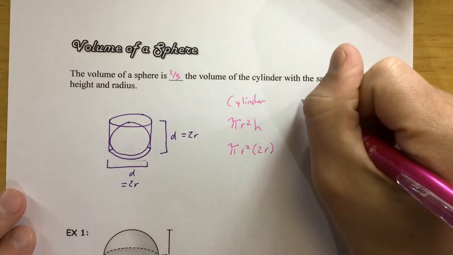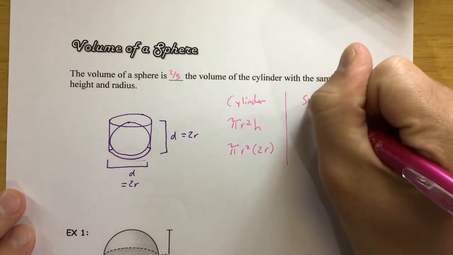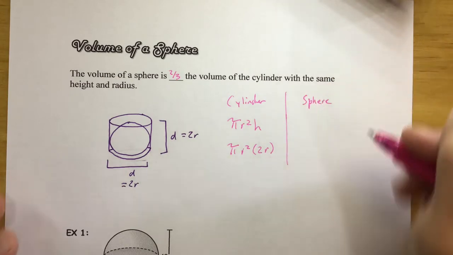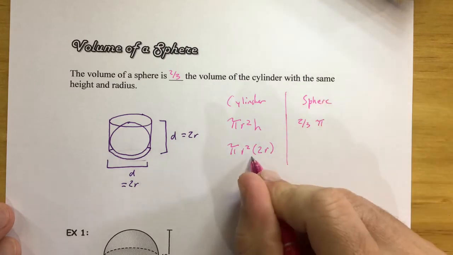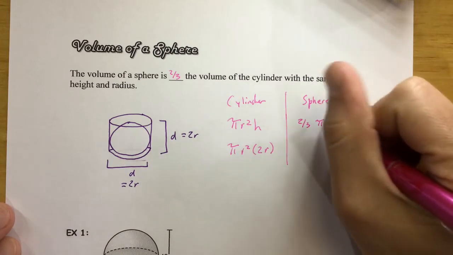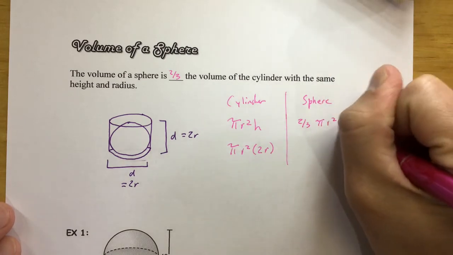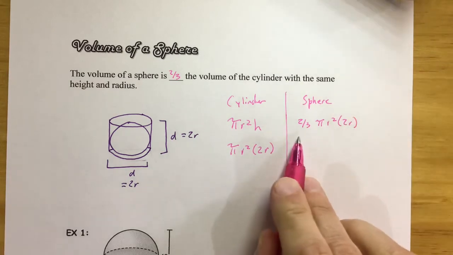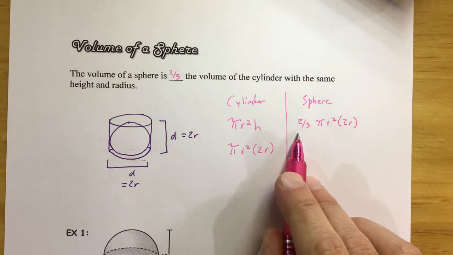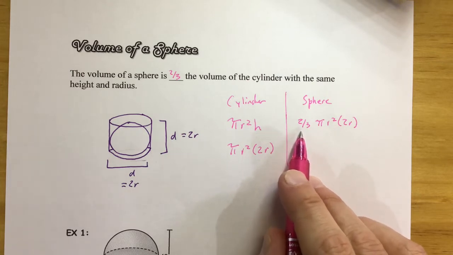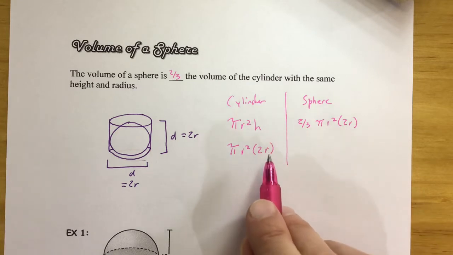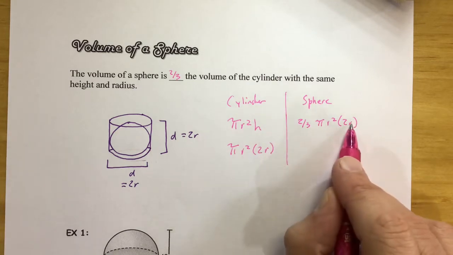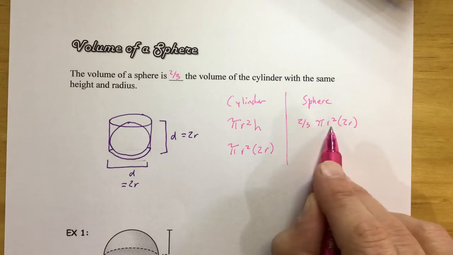Okay, so if I want to start looking at the sphere, what I'm going to do is just multiply the whole thing by 2/3. And again, that 2/3 comparison is something that you can watch in a separate video. There are dozens of those out there. Okay, when the height is replaced with 2r, that allows you to have the same variable show up twice.